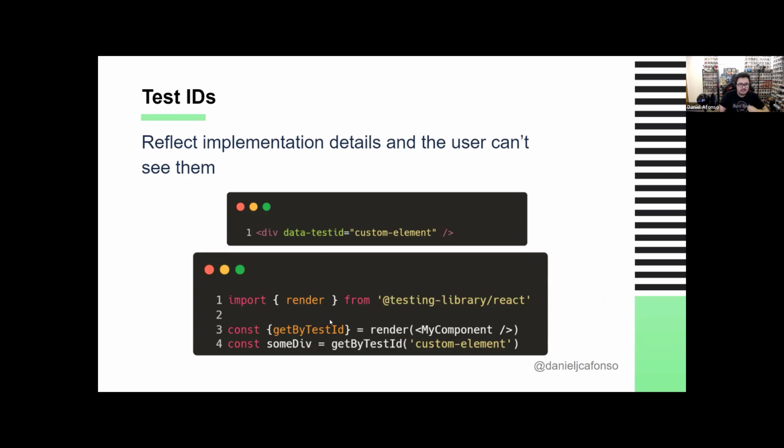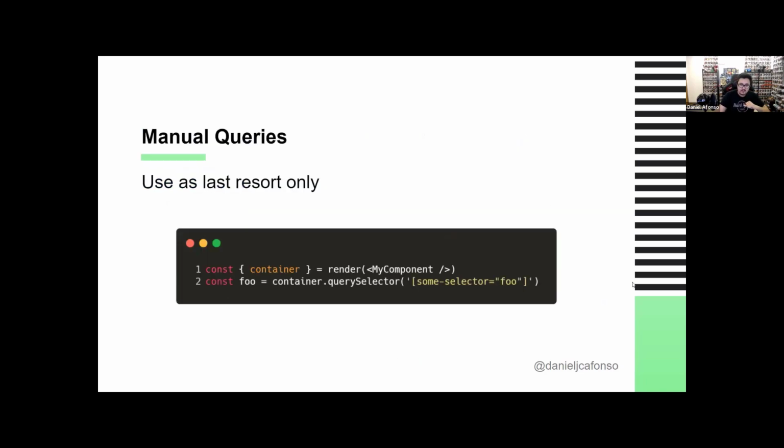We render a component, we do our query, we destructure the query, and then we query the DOM for it. For the manual queries, like I said, they are not an actual query from the testing library. So the way for you to query the DOM is not the same. What you have to do here is, instead of destructuring the query, get the container where your component is rendered, and then query the DOM by using the query selector with the selector that you want. Once again, use this as a last resort.